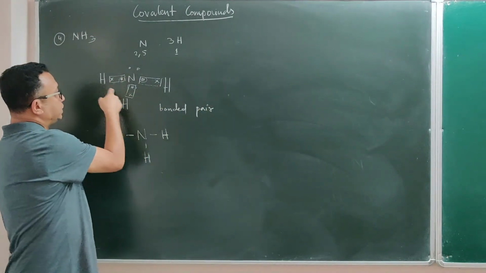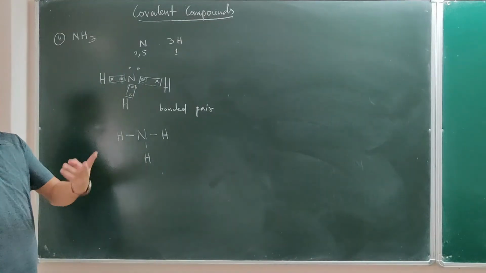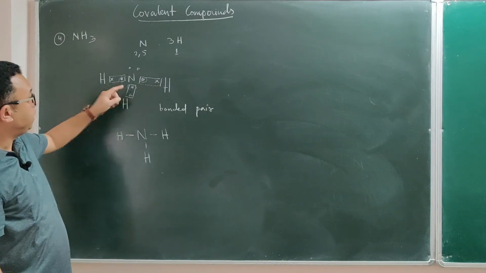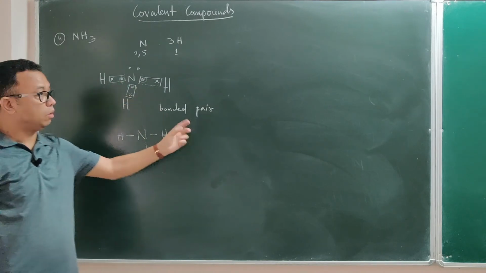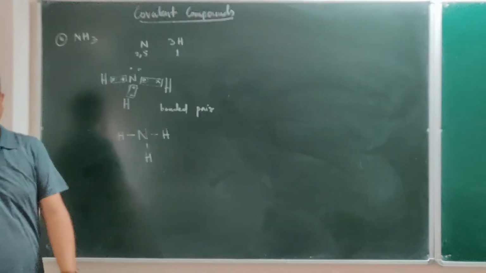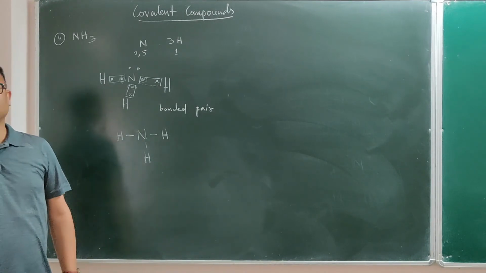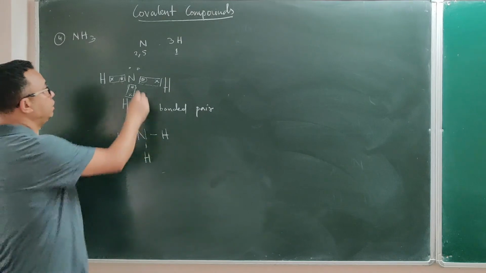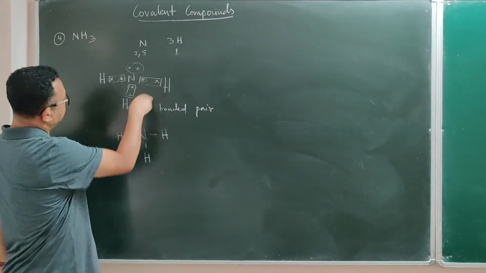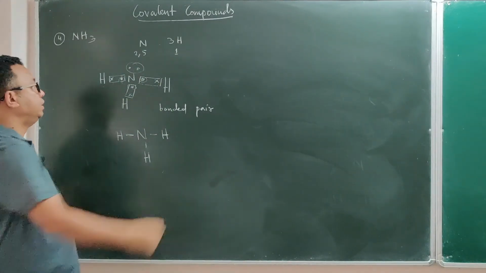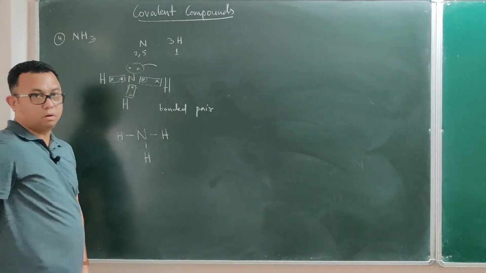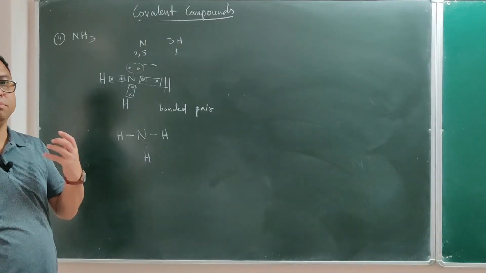Here one covalent bond, single, second one, third one, three covalent bonds. That is why these pairs of electrons are called bonded pairs. They were used in the formation of bond. But you can see there is also one pair of electrons which is not used in the formation of bond. Here on the top, this pair was not used in the formation of a covalent bond.